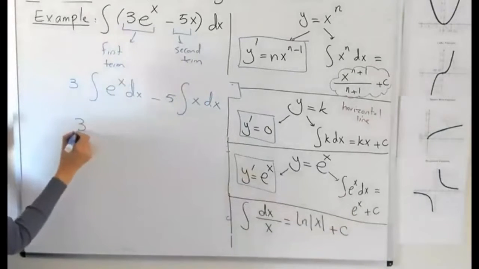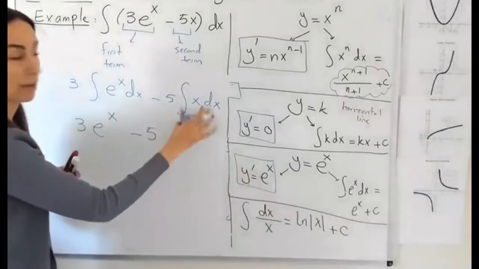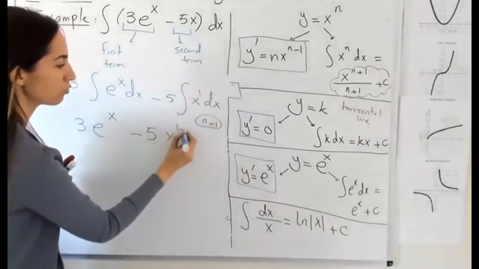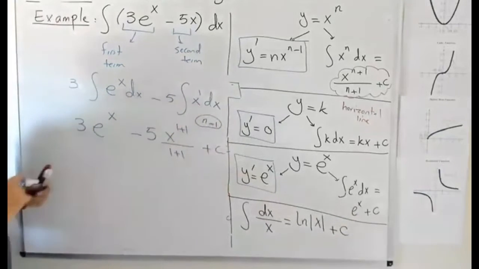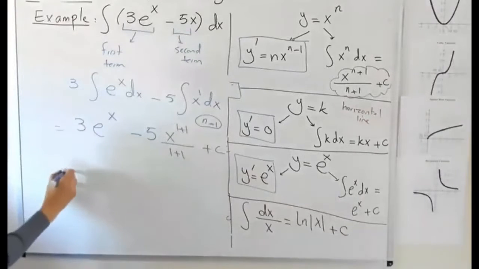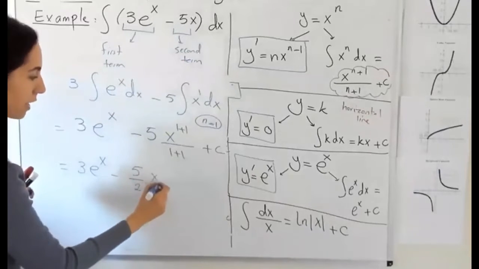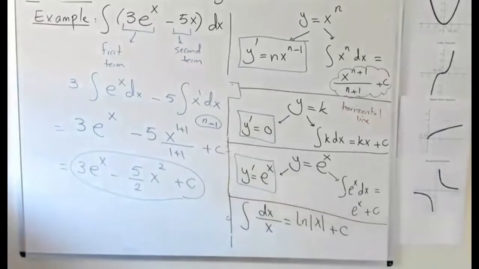So you have 3 times e to the x minus 5. The integral of x, it has exponent 1. So n is equal to 1. You get x to 1 plus 1 over 1 plus 1. One constant of integration for both of these integrals. So this is equal to 3 e to the x minus 5 halves x squared plus constant of integration. Very well. Next example for you.